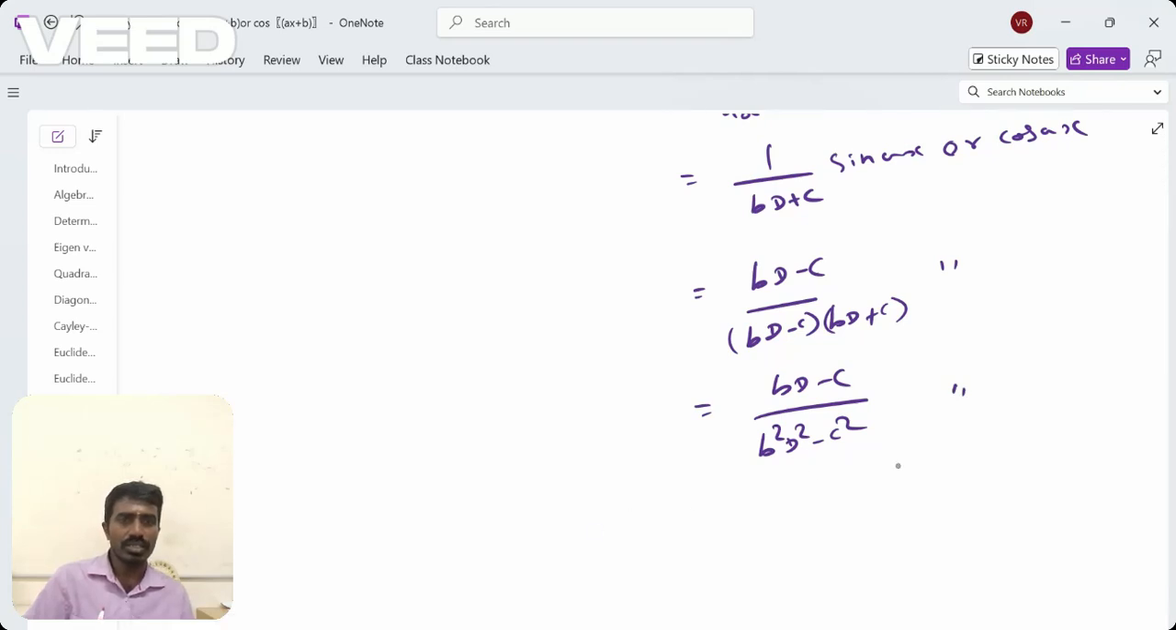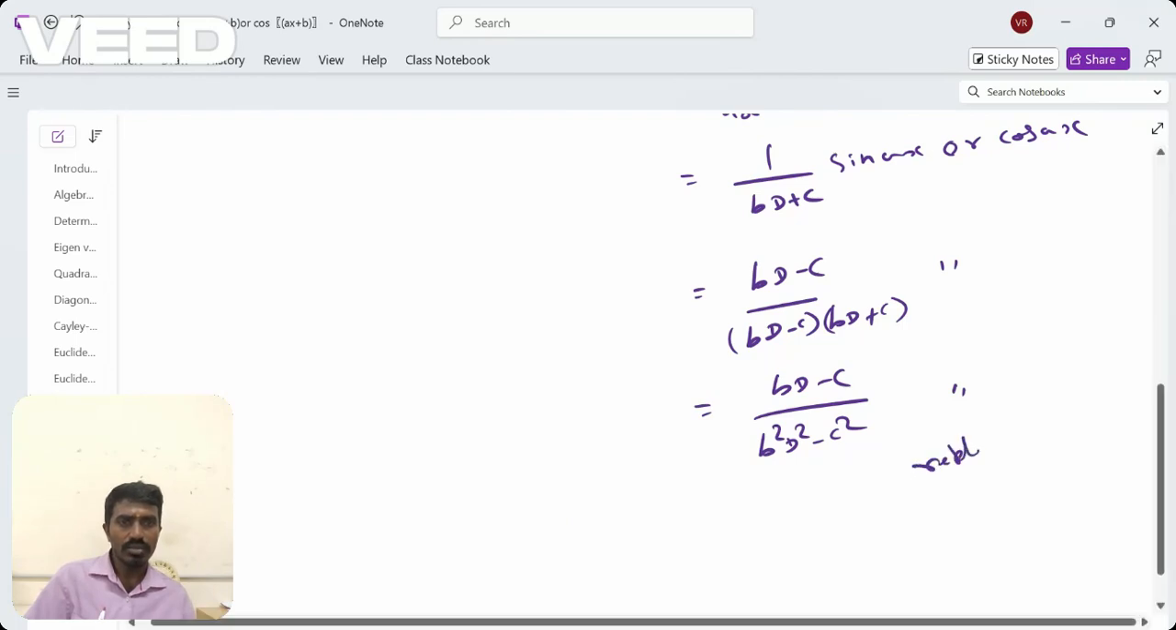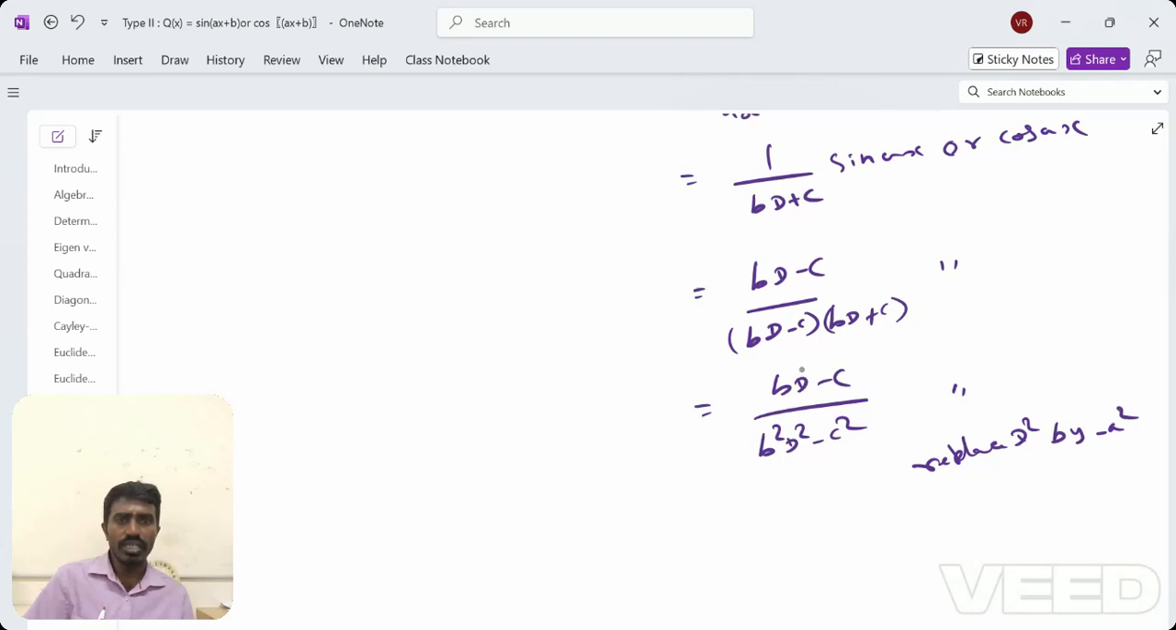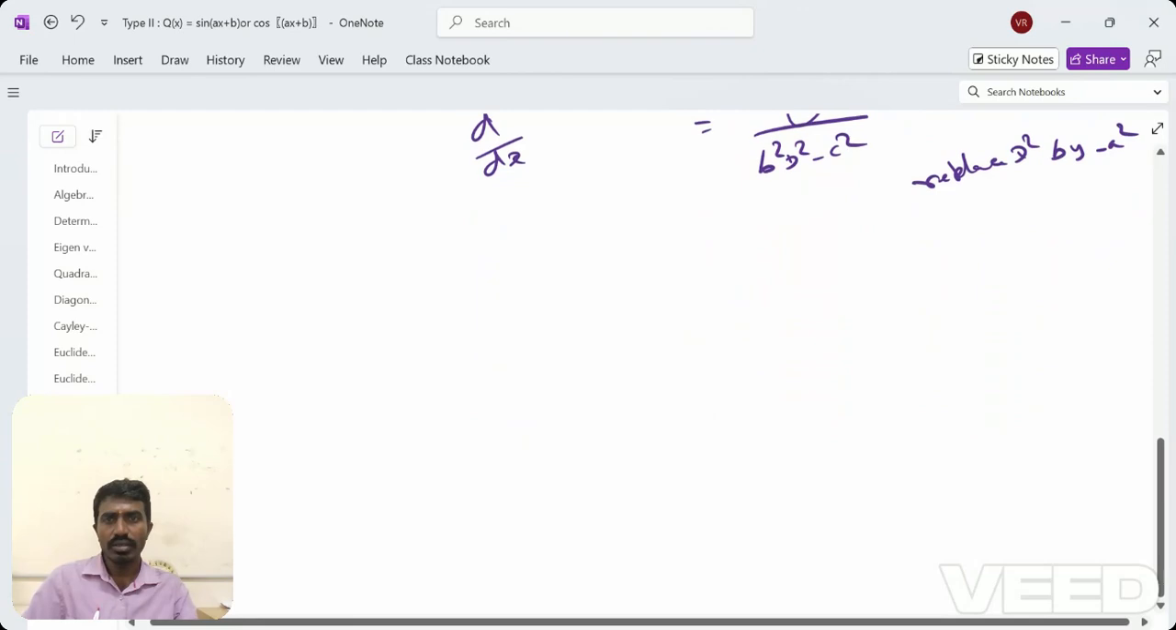Again you have to replace D square in the denominator by minus a square. Then the denominator will go on. Now we have only D in the numerator. For this D, D means what here? D by dx. So it means you have to differentiate with respect to x. Now we will solve the problems.